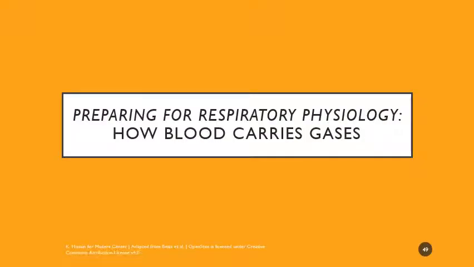Okay, so I wanted to kind of shift gears a little bit and think back to that idea of kidneys kind of monitoring blood, and also how blood might carry respiratory gases. So again, this is kind of wrapping up blood physiology and setting us up for respiratory physiology.